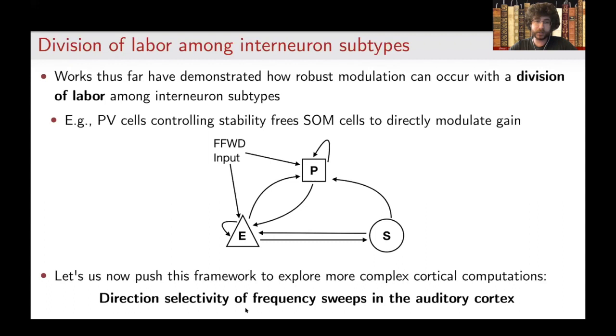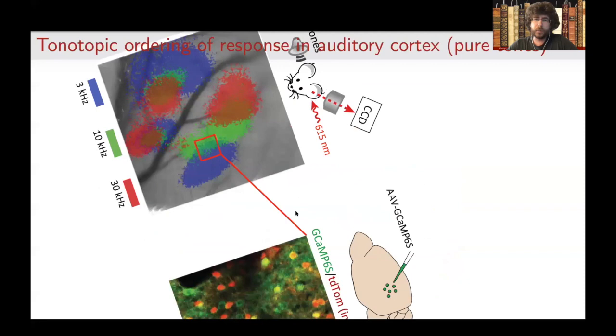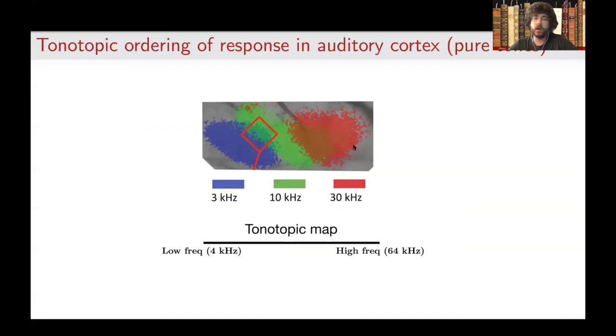So I want to start by going through the experimental data collected by my collaborator Hiroyuki Kato at the University of North Carolina. We have A1, the auditory cortex, and we can apply pure tones. We see that different neurons, depending on their spatial location, prefer different frequencies. A1 has this nice feature of a tonotopic axis. Basically, as you move from left to right, the neuron's preference increases from low frequencies to high frequencies. This is nothing new here. This has been known.